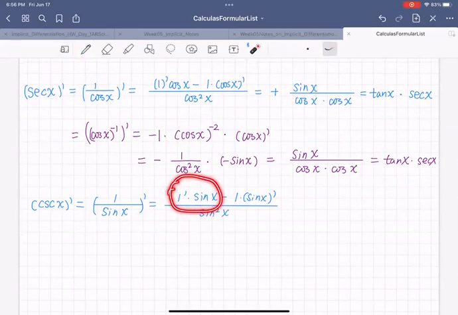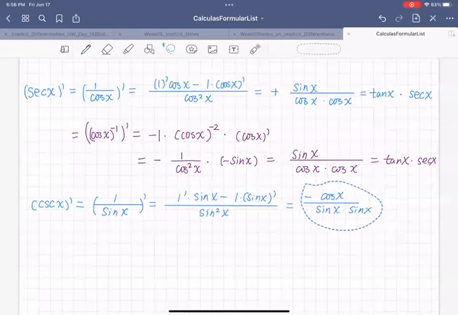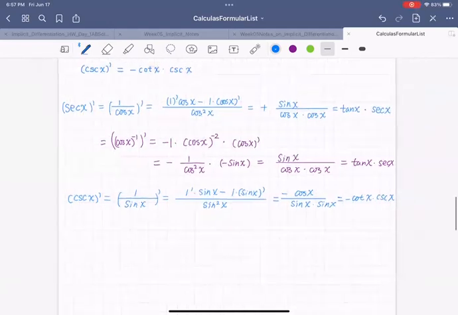Now who is this? That's 0. Who is this? That's cosine x. So negative cosine x divided by sine squared x. And then, now who is this? Negative cosecant... oh, negative cotangent x times cosecant x. Okay, makes sense now.